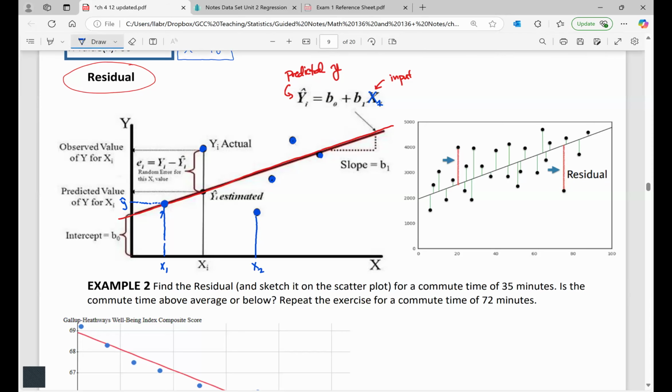Anyway, let's go ahead and do a quick example. So let's find the residual. Let's actually sketch it on the scatter plot for commute time. So remember, commute time is x of 35. If the commute, and then it says, is the commute time above average or below? And so what I want to point out is that this predicted line is actually the average response.